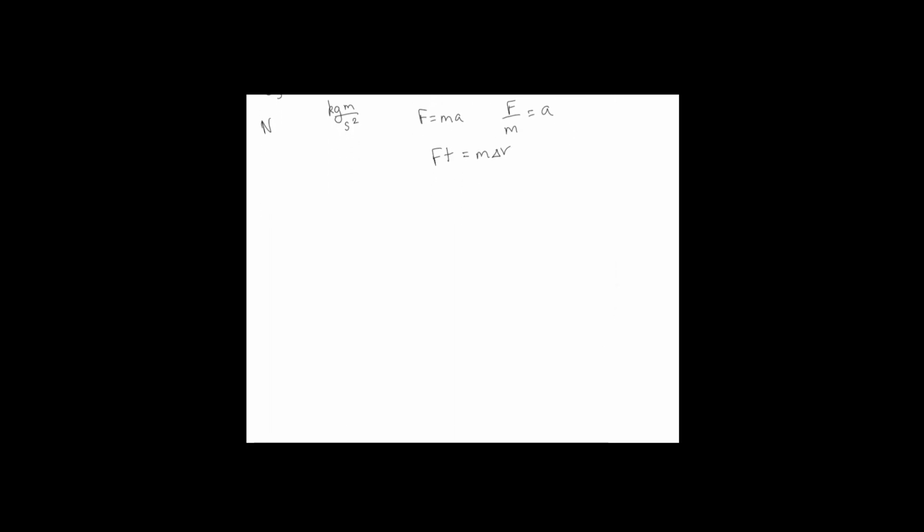For objects on Earth, their weight, force due to gravity, is equal to force equals mass times acceleration. So a person on Earth of mass 50 kilograms times 9.8 meters per second squared, always write your units, has a weight of approximately 500 newtons.